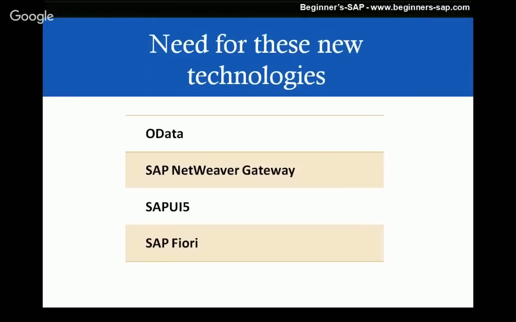Okay, so what are the new technologies that SAP has brought in to help in designing SAP for the web? These new technologies, as many of you may already know, are OData, the SAP NetWeaver Gateway, SAP UI5, and SAP Fiori. We will walk through all of these technologies today. I will give you a quick recap of all these technologies right now. So let's go one by one. We'll understand what is OData, then we'll understand why we need Gateway, then we'll understand what is SAP UI5, and then we will learn what is Fiori.